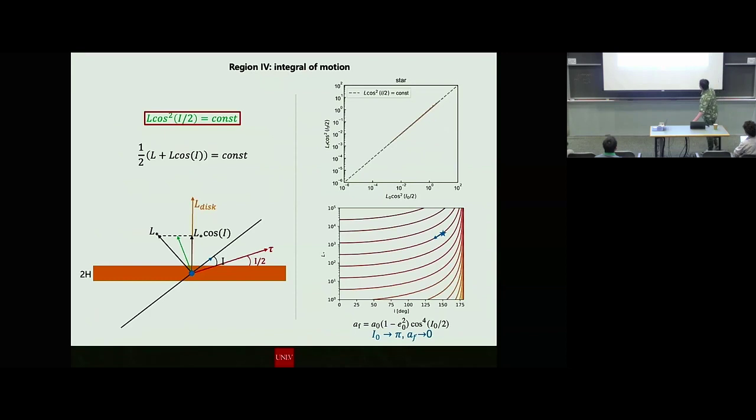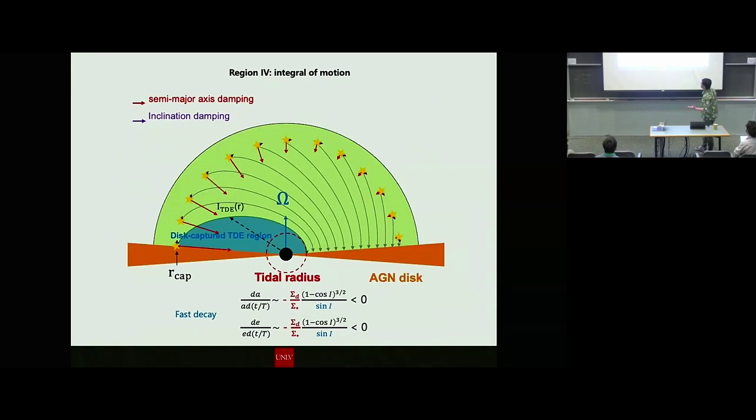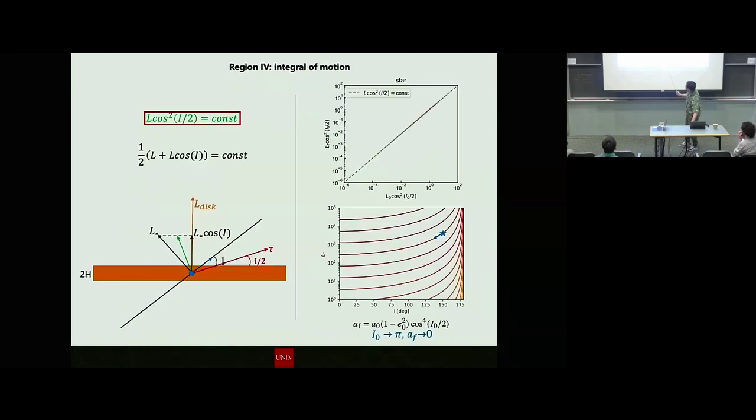And so this would be a very important source for the tidal disruption event. For those orbits that are nearly retrograde, at 180 degrees, due to this integral of motion, the angular momentum will be decreased by several orders of magnitude.